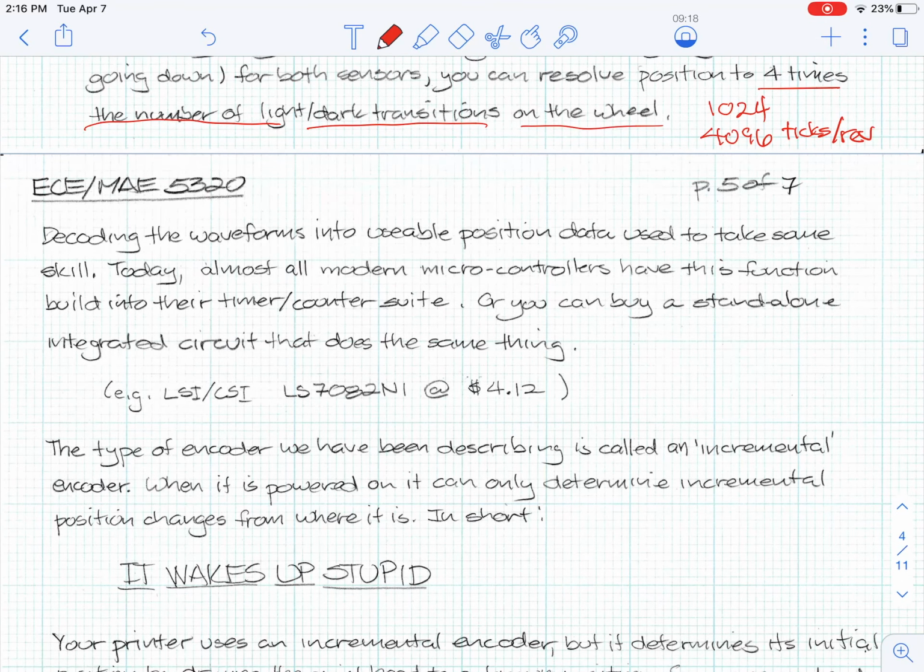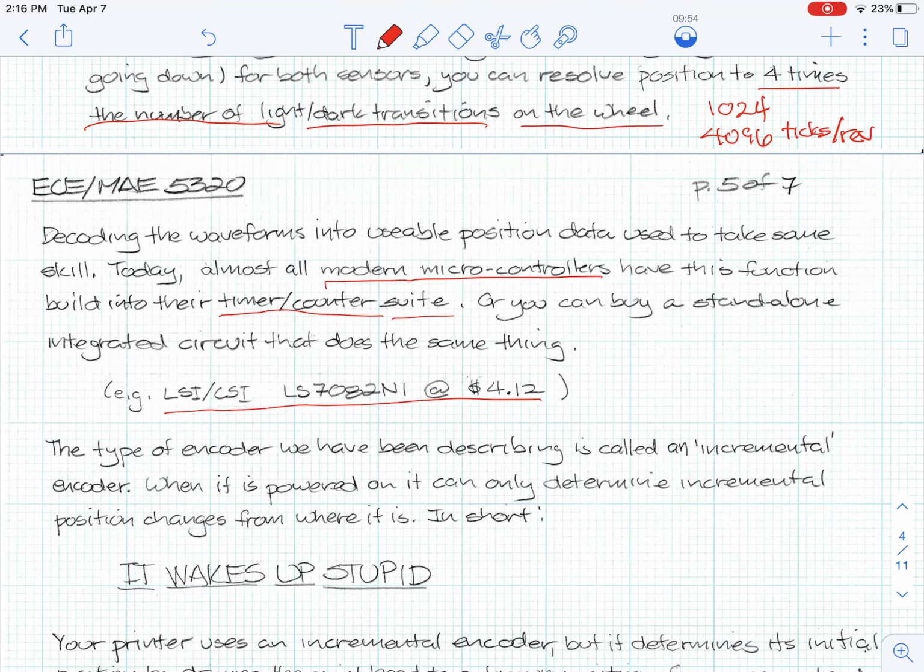Okay, decoding the waveforms into usable position data used to take some skill. You had to be able to design circuits that could detect what was leading, what was trailing, all that kind of stuff. However, you live in a golden age. Almost all modern microcontrollers have this function built into their timer counter suite. You can find it in there somewhere, or somebody's written code for it. Or you can also buy standalone integrated circuits that do the same thing for you. This is one example. It costs $4.12. You hook up the encoder and it decodes it for you.